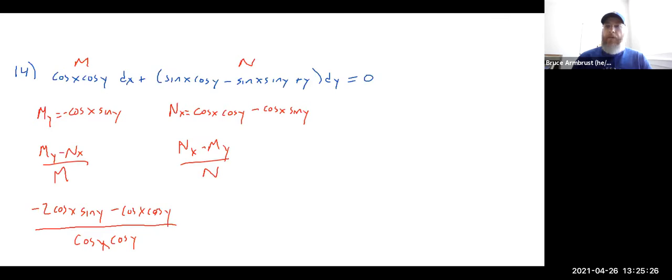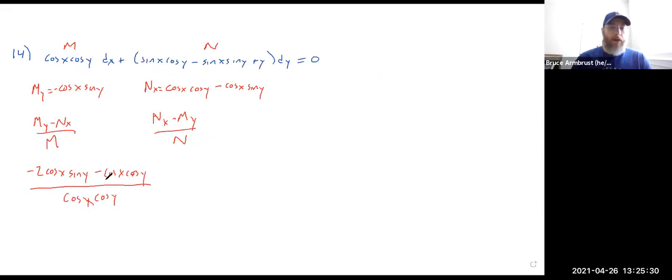So let's see how that one plays out. The cosine x cosine y, that all cancels over there, so we're going to get minus 1. Over here, the cosines cancel. We get minus 2 tangent of y minus 1.